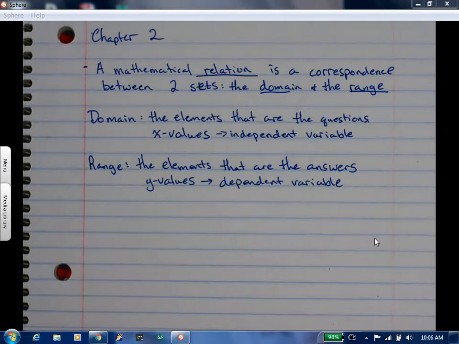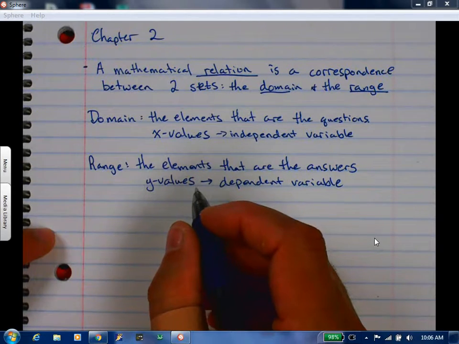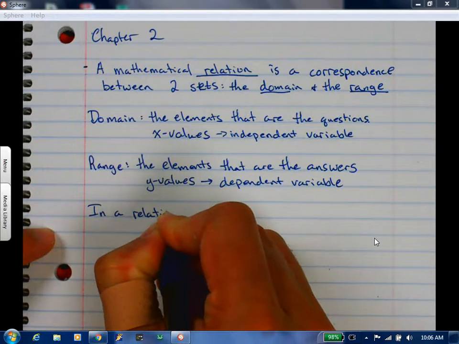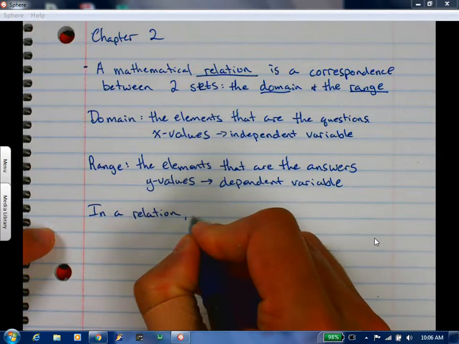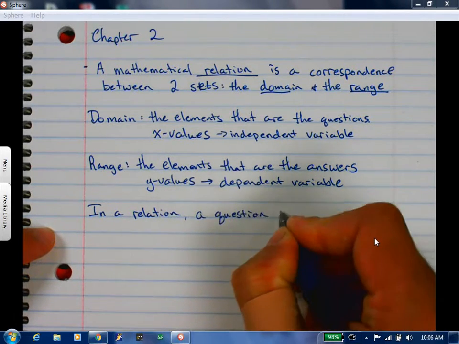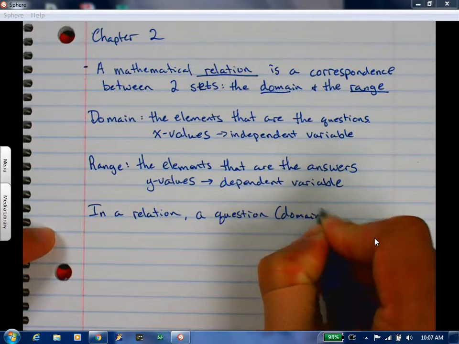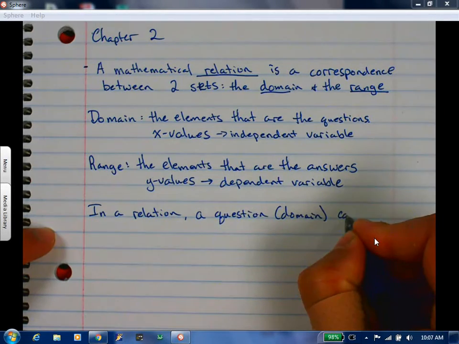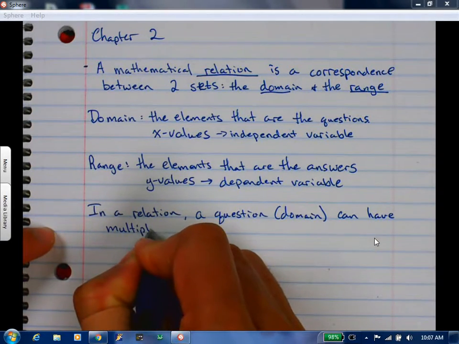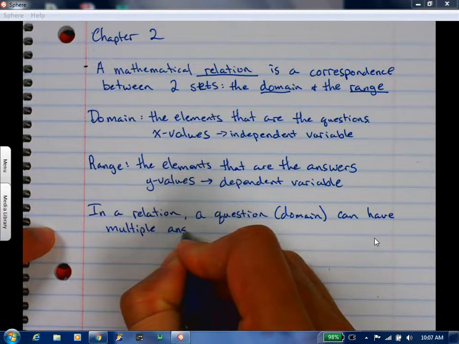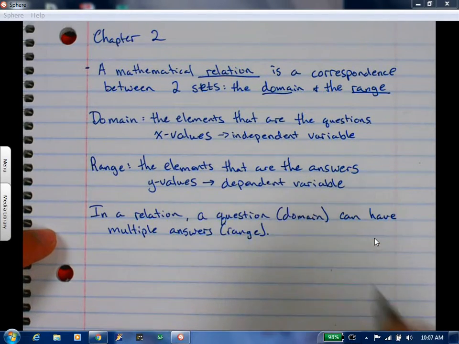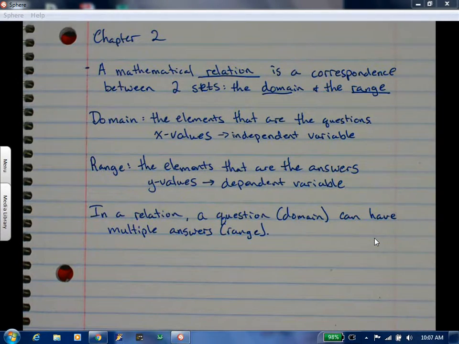So in a relation, a question, remember that's your domain, can have multiple answers, which is the range. So in a relation, a question, which is a domain, can have multiple answers, which is a range.